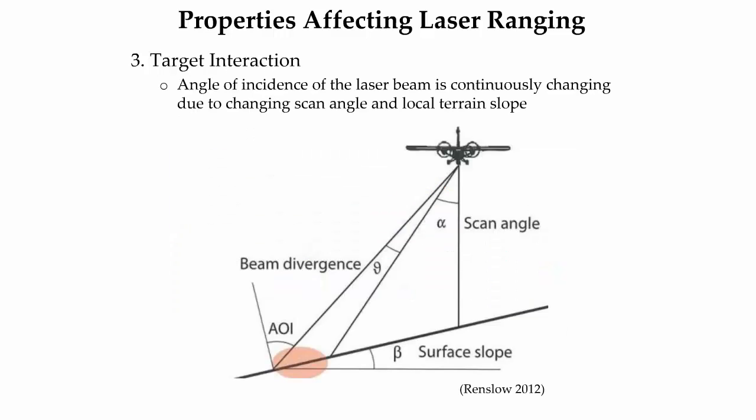Target interaction, specifically the angle of incidence or AOI, is another property that affects laser beam intensity. As shown in the figure, the AOI at which the laser beam hits the ground surface is constantly changing during a scan due to the sensor scan angle and local terrain slope variations. The sloped terrain causes elongation of the laser footprint.